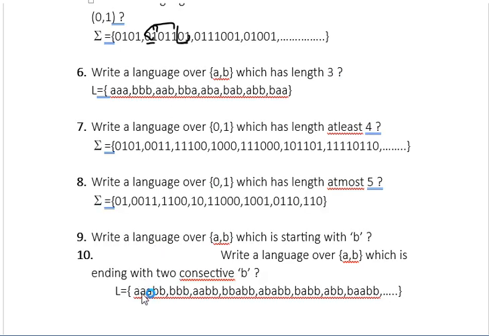Yeah, this is the solution. So each and every string should end with 2 consecutive B's. So this is also an infinite language. Why? Because we can form as many strings as we want with the 2 consecutive B's at the end. Similarly, we can form 2 consecutive B's at the beginning, at the starting also.